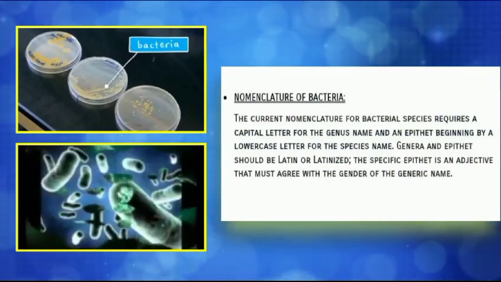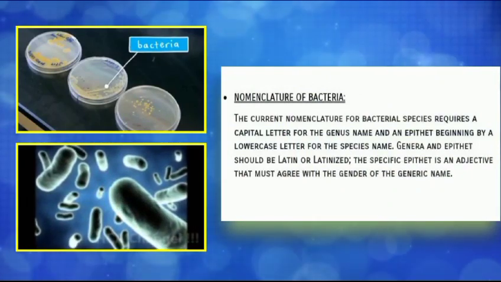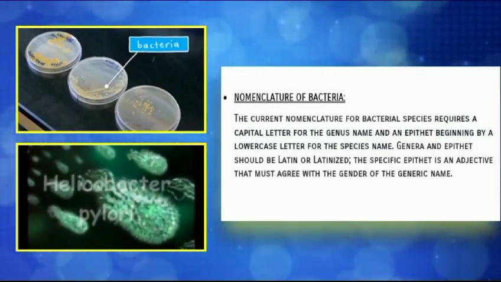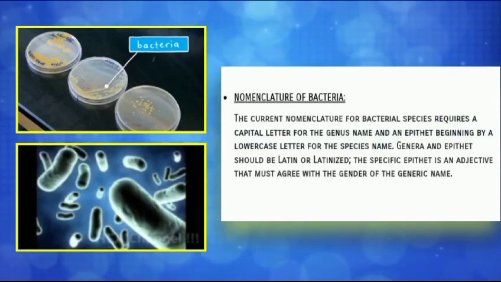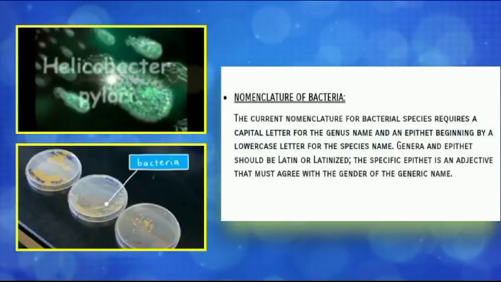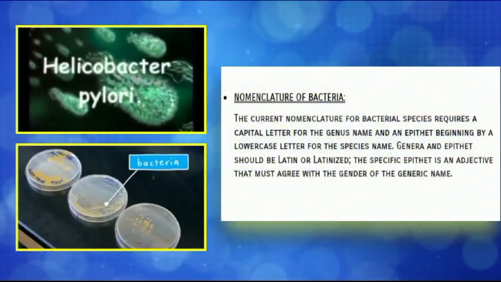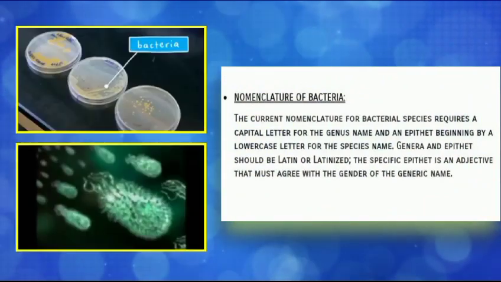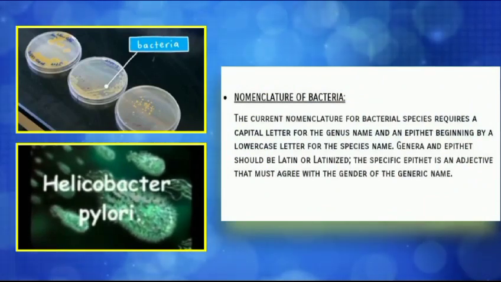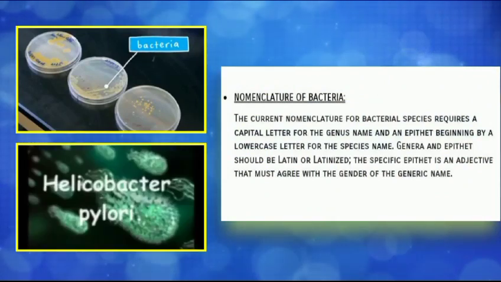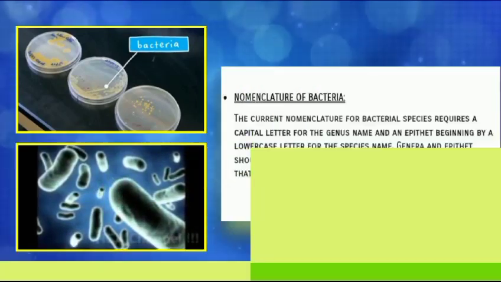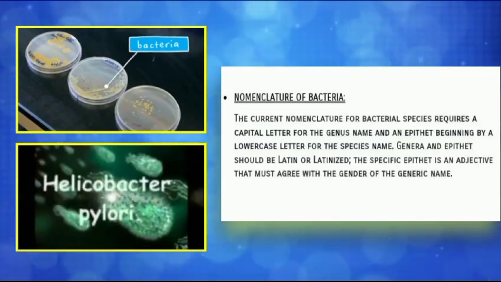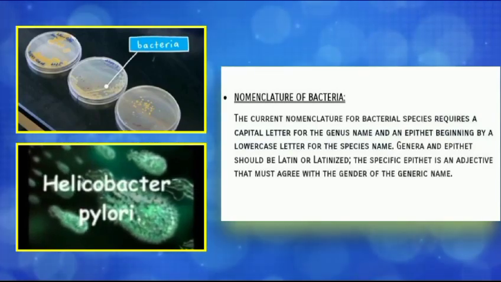Nomenclature of bacteria. The current nomenclature for bacterial species requires a capital letter for the genus name and an epithet beginning with a lowercase letter for the species name. Genera and epithet should be Latin or Latinized. The specific epithet is an adjective that must agree with the gender of the generic name.